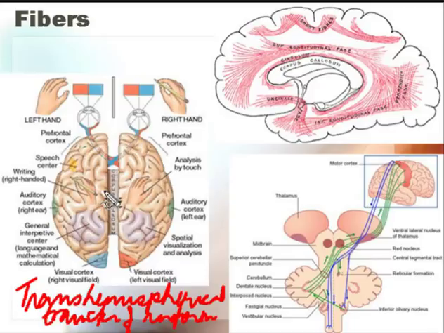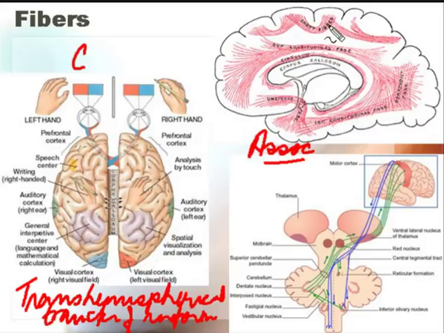Here we have association fibers. So you can see the short association fibers connecting close gyri, which are different functionally. So you have the sensory connected to the motor, or the motor connected to the premotor. So these are short association fibers.